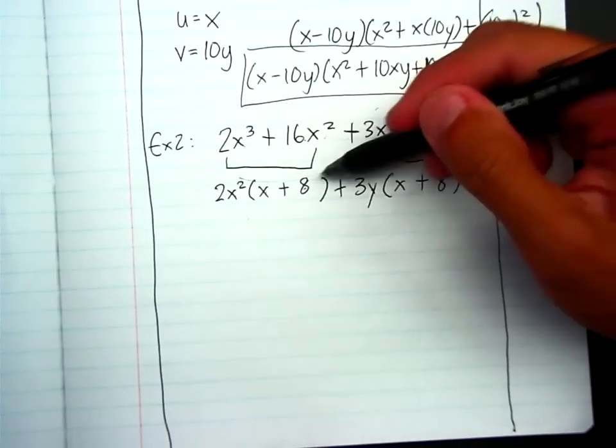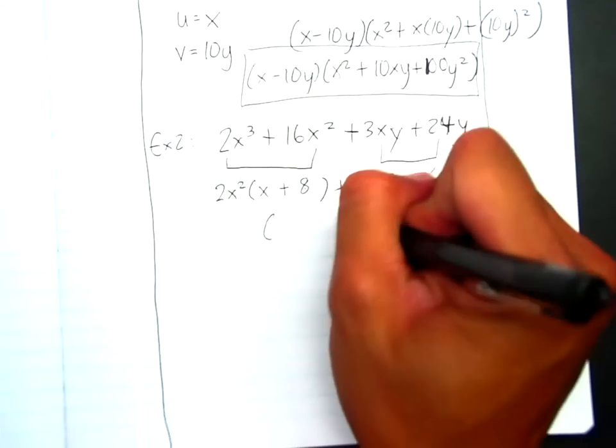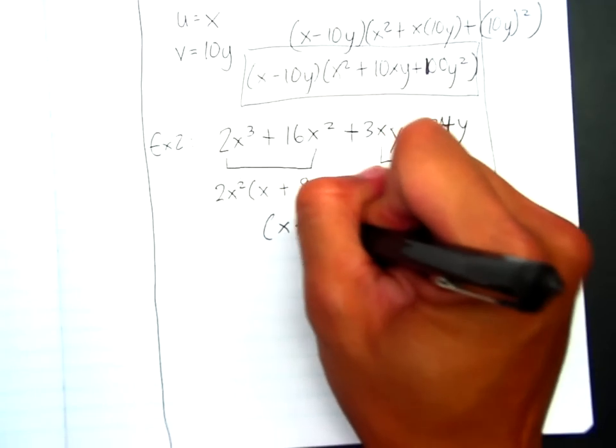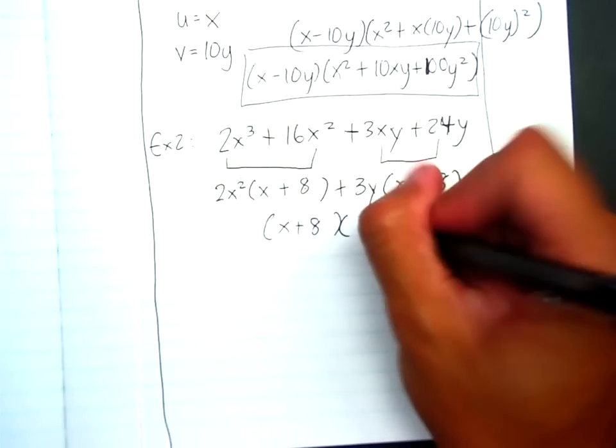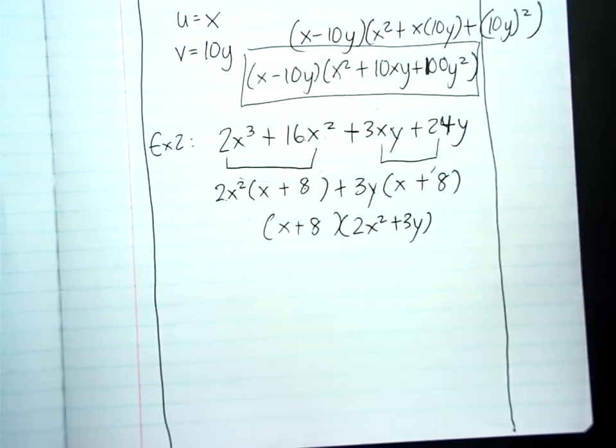So if I look inside the parentheses, it's the same. Which means I can put it in two parentheses where one of them is x plus 8 and the other one's whatever is on the outside, which is 2x squared plus 3y. And that is factoring by grouping. So we've done both examples.